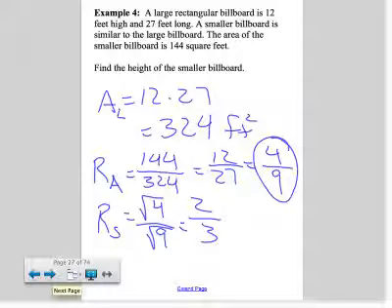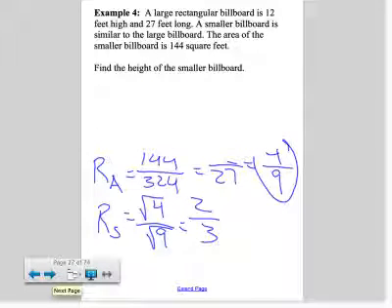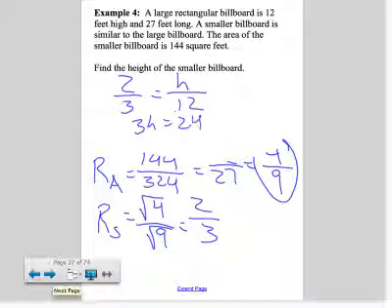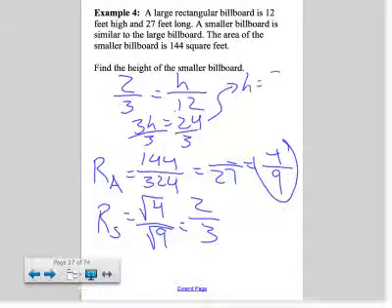Alright, let me erase some of this to give myself a little bit more room here to work now. So now that I know the ratio of my sides is 2 to 3, smaller one to bigger one, then I can use that ratio to find the height of the smaller billboard. Since I'm looking for the height of the smaller one, the h will be on top because it's got to correspond with the 2. And I knew that the height of the larger one was 12. So I cross multiply here, I get 3h equals 24, divide both sides by 3, and we get the height of the smaller billboard to be 8 feet.